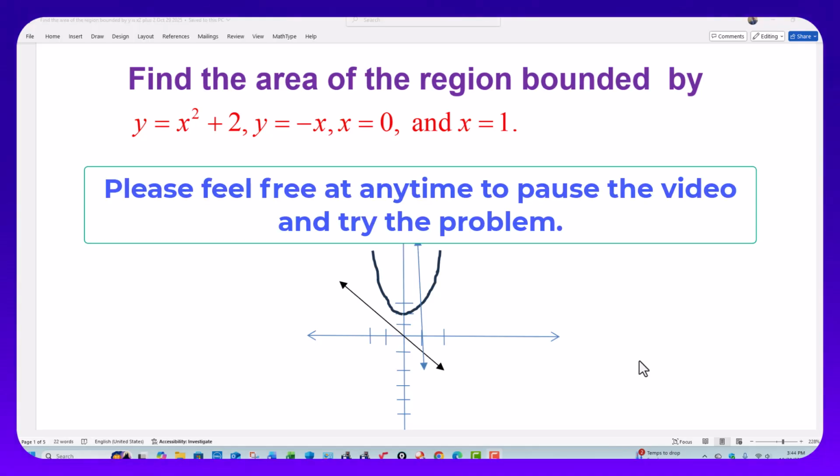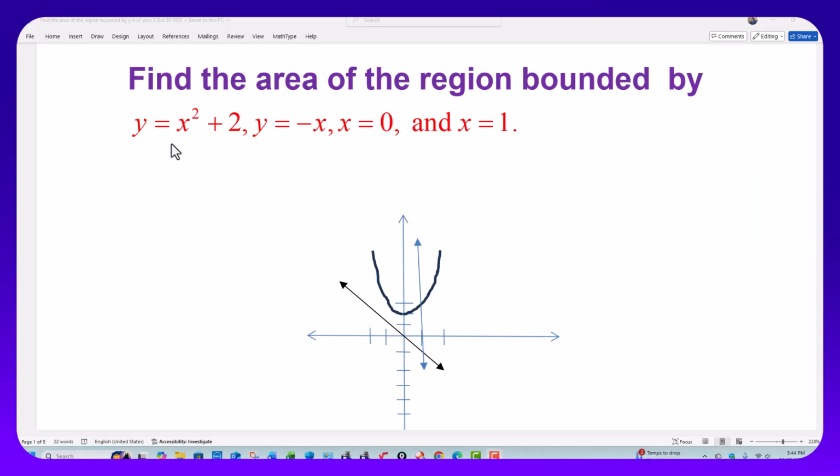In this video, we're going to find the area of the region bounded by the parabola y equals x squared plus 2, the line y equals minus x, the vertical line x equals 0, and x equals 1. So if you look at y equals x squared, that parabola has vertex at the origin and opens up because the coefficient is positive. You add a 2, it just moves it up.